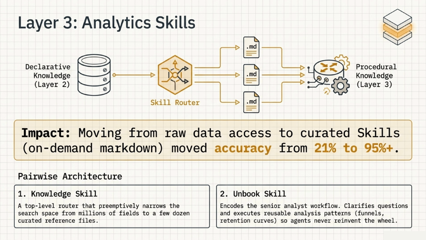Next up is Layer 3, Analytics Skills. Moving from raw data access to curated, on-demand markdown files completely transformed our system. Accuracy jumped from 21% to over 95%. We use a pairwise architecture for this. First, a knowledge skill acts as a top-level router that preemptively narrows the search space from millions of fields down to a few dozen curated files.